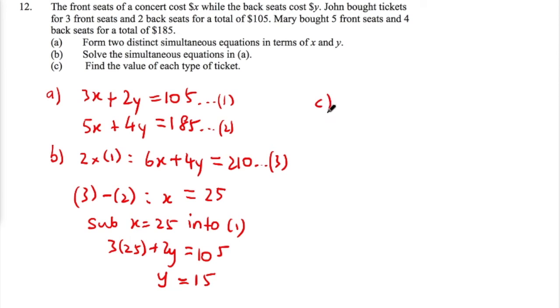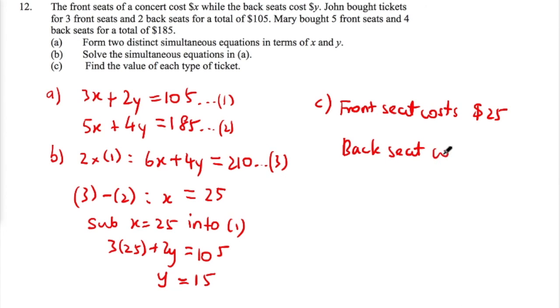Therefore, in part C, these are the values of each type of ticket. The front seat costs $25, that is x, and the back seat costs $15, that is the value of y.